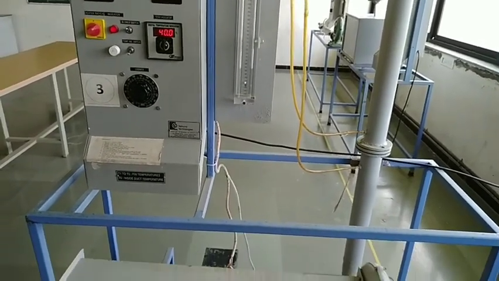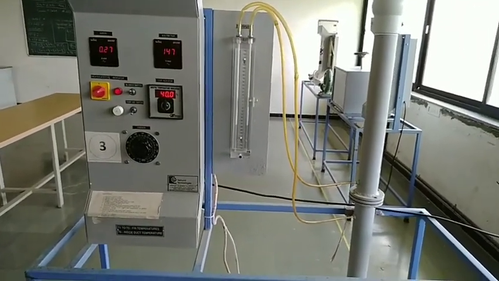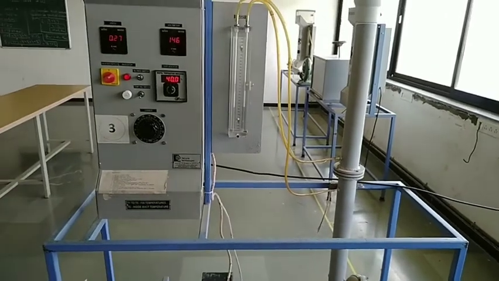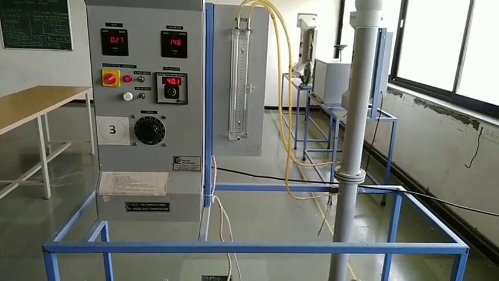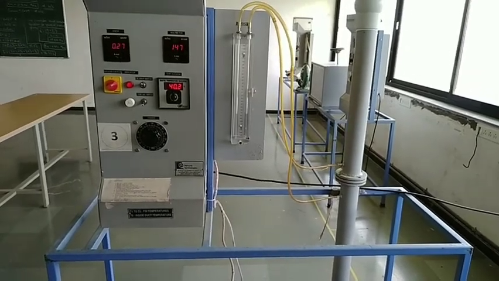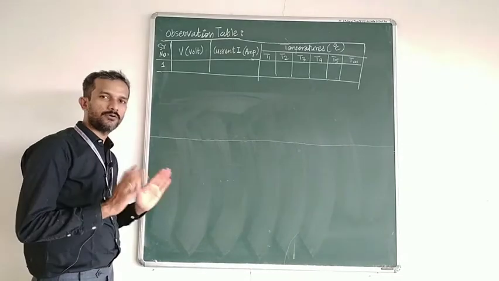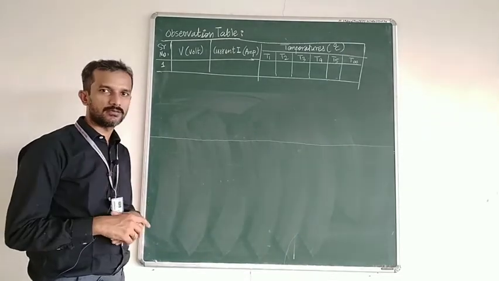So it is a very simple experiment. To set this for natural convection, you just have to switch on the heater. And when we want to set this for forced convection, we just have to switch on the blower also. So let us go for the observation table now. This is your observation table. Note this down on your page and we'll go for the setup now.